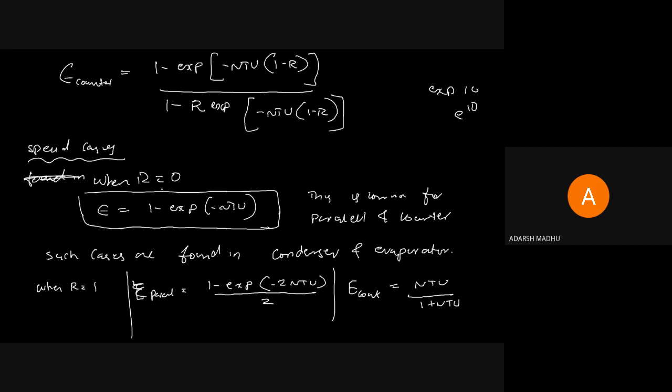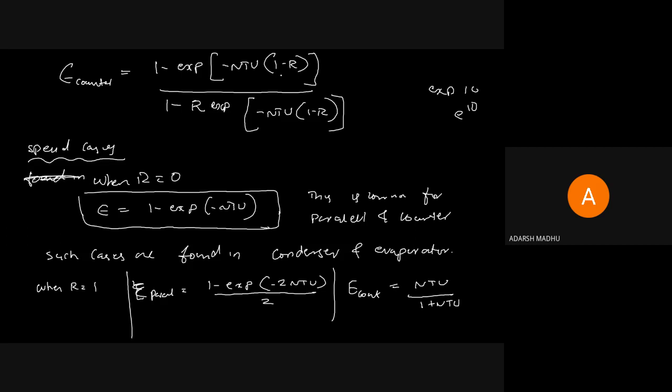or not. So here E counter, and what is NTU? R can be found out. R is equal to C minimum by C max. So we can find the value directly, since C minimum, CH and CC are known. So what is NTU? NTU is U into A by C minimum. But A is not given in your problem.